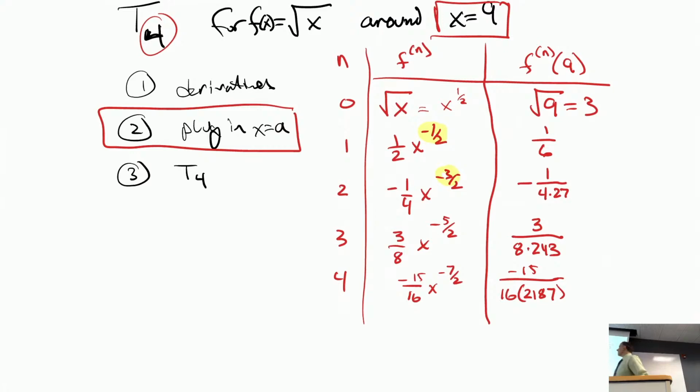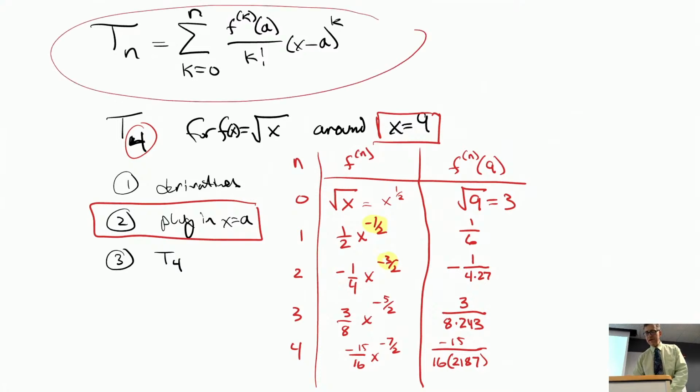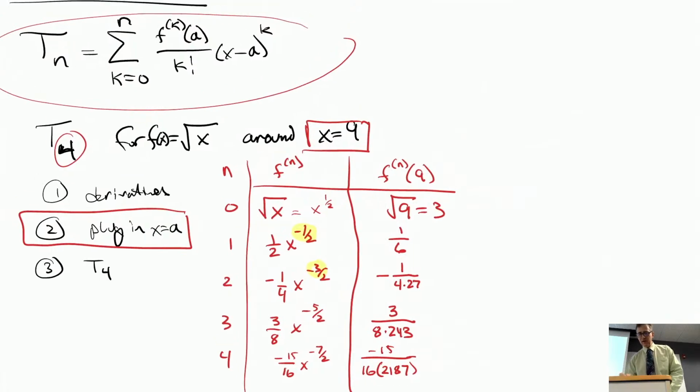So now, the last step, I know it says just T4 there, but what you're going to do is build T4, you're going to build this polynomial from this formula. And that formula looks scary, but it's not as bad as it looks. I will get it started. So we start at k equals 0. K equals 0 is the 0th derivative, which is just, I guess, 3 here. So it's going to be 3/0 factorial times x minus 9 to the 0th power. So that's the 0 term, k equals 0.